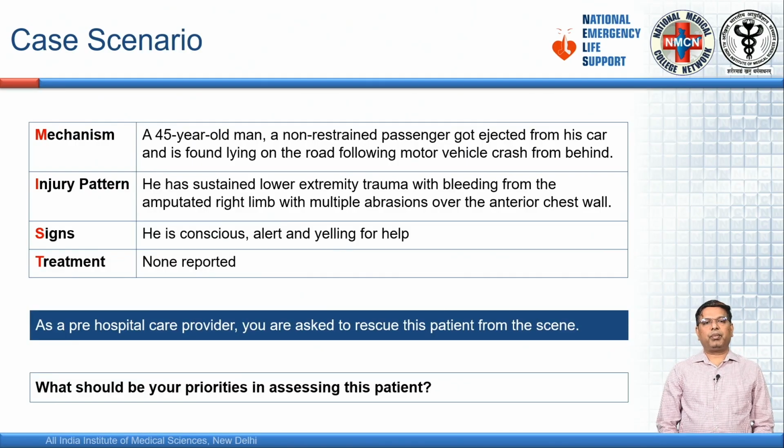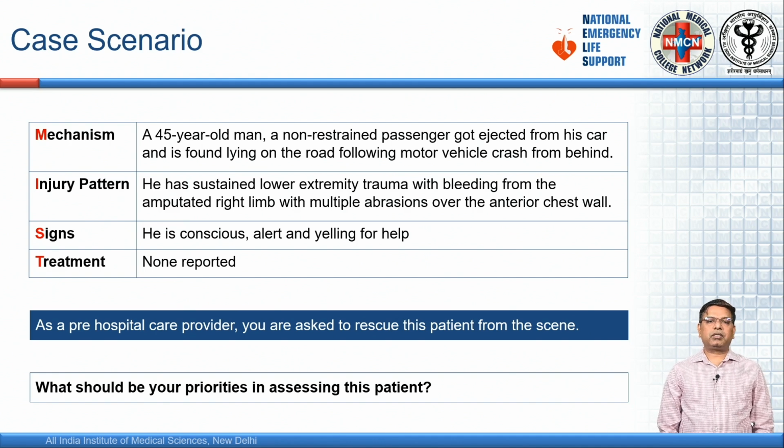A 45-year-old man, with no protective gear or restraint, got ejected from his car and was found lying on the road following a motor vehicle crash, hit from behind. He has sustained lower extremity trauma, which is bleeding, and the lower limb was amputated. There was bleeding from the amputated right limb, and multiple abrasions over the anterior chest. Presently, he is conscious, alert, and crying for help. He has not received any kind of treatment until you reach there.